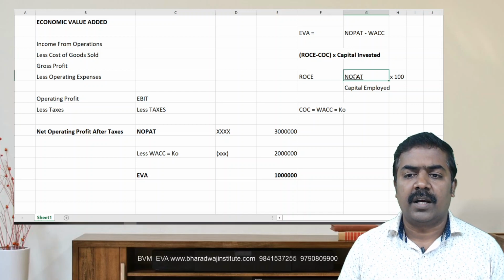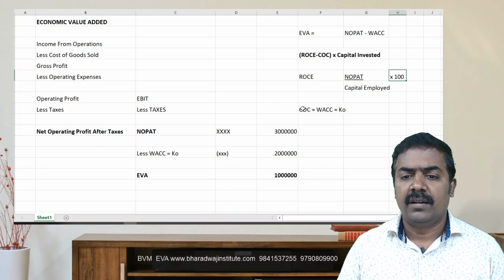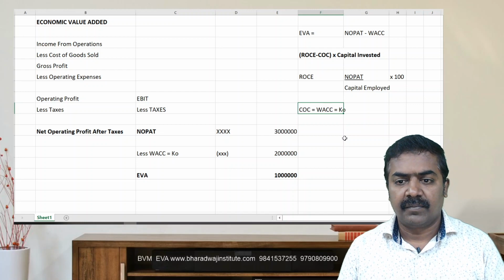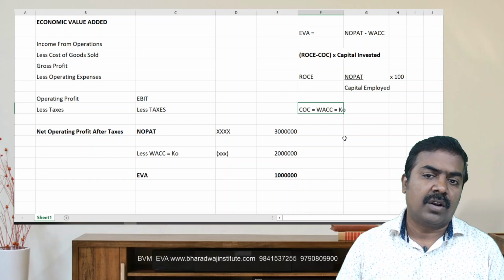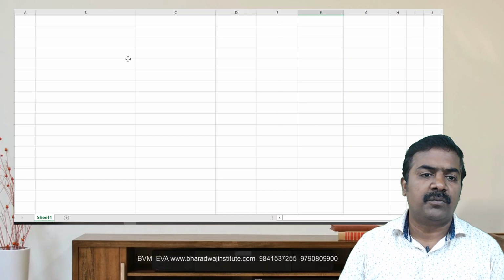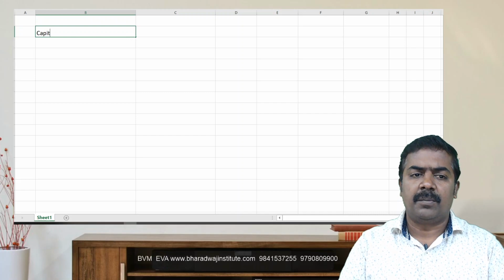How to work out return on capital employed? NOPAT divided by capital employed into 100. Cost of capital is nothing but weighted average cost of capital, okay, or overall cost of capital. I will apply both the methods and solve a problem for your understanding. Let us take a simple problem.